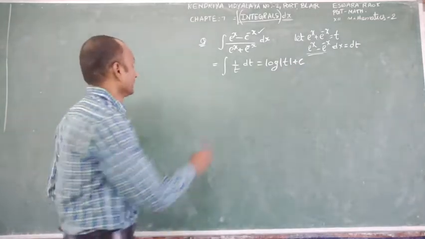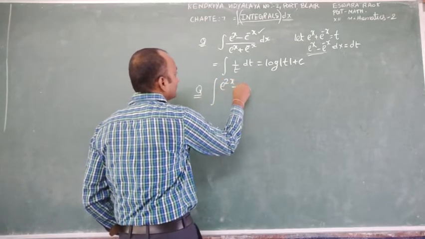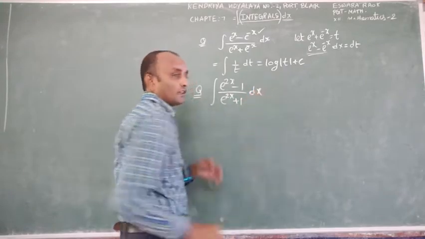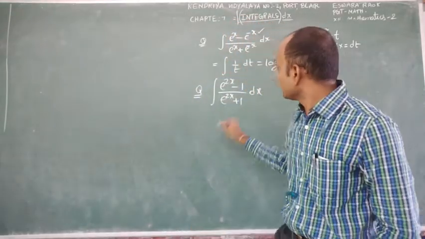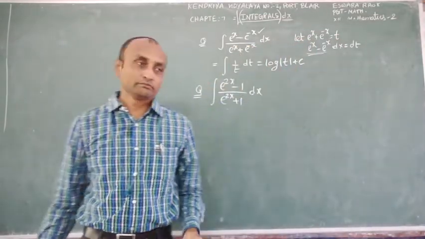Now one more question. The same question they may ask you like integration of e power 2x minus 1 by e power 2x plus 1. Now directly I can't take something as t here, because the derivative of e power 2x plus 1 is e power 2x into 2, but that is not there.